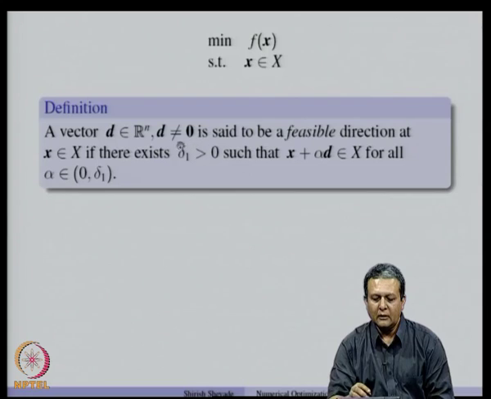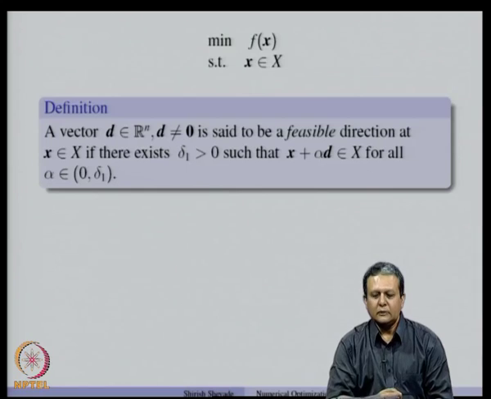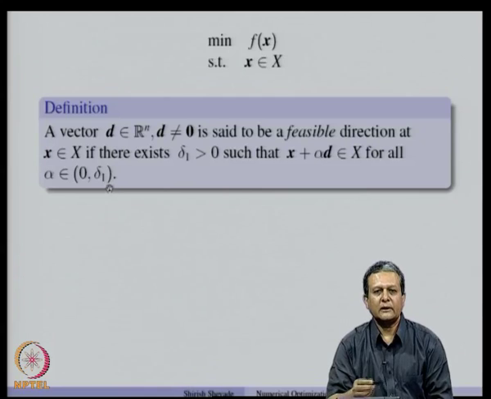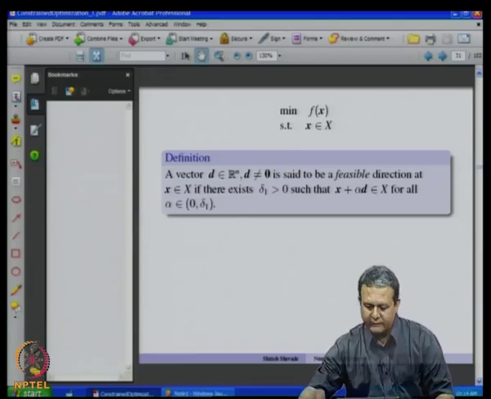Note that we are not considering d equal to 0, because we are assuming that x always belongs to the set X. So, we are considering all those points which are feasible, and therefore, if we take d equal to 0, this condition is trivially satisfied. So, we will not consider d equal to 0 in this case. We are interested in finding those directions d such that x plus alpha d belongs to the set X for some alpha in the range 0 to delta 1, where delta 1 is a positive quantity. Now, let us see this definition.